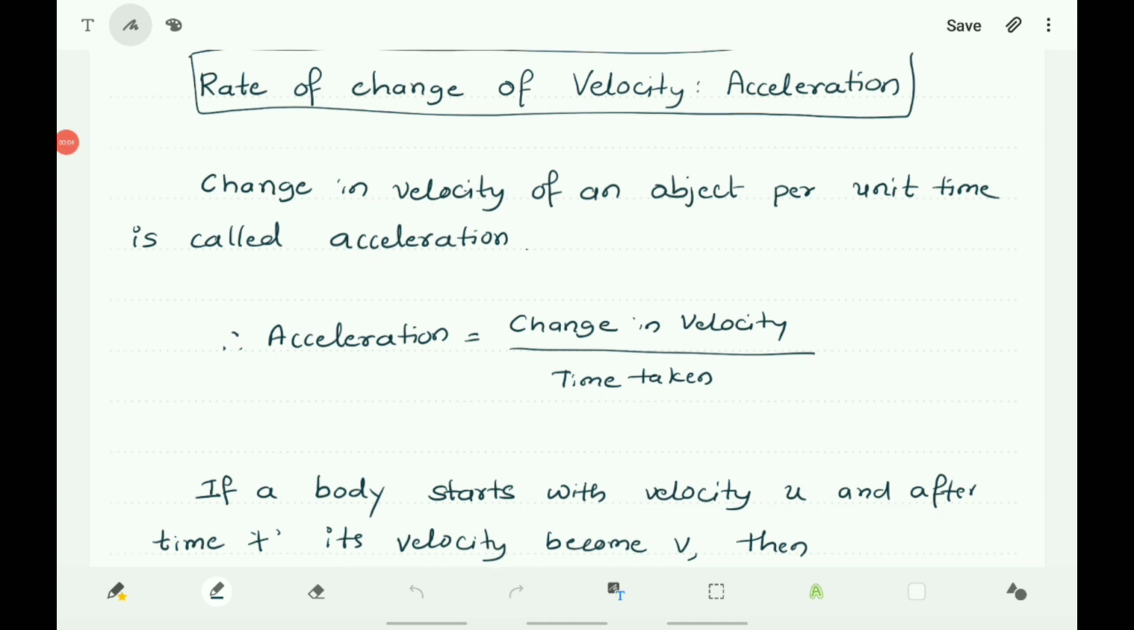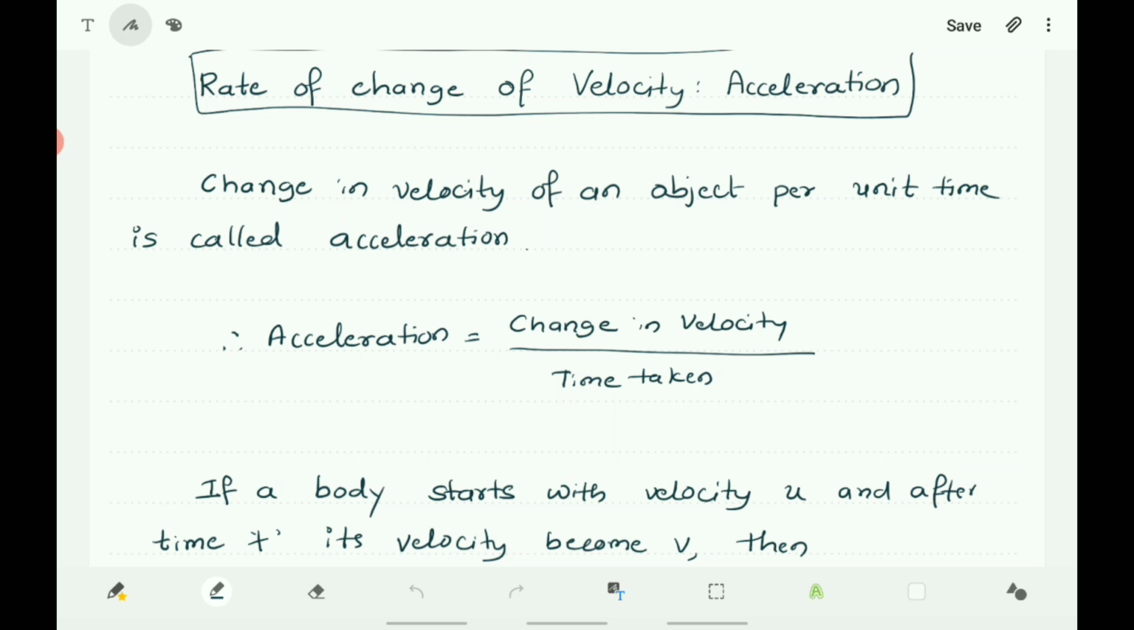To express the change in velocity of an object, we use the word acceleration, which is one of the physical quantities. Acceleration is a physical quantity which measures the change in velocity of an object per unit time. So what is acceleration? Change in velocity of an object per unit time is called acceleration.